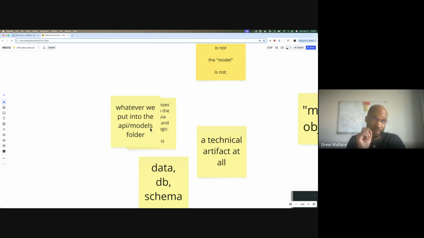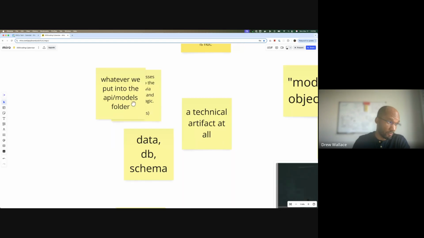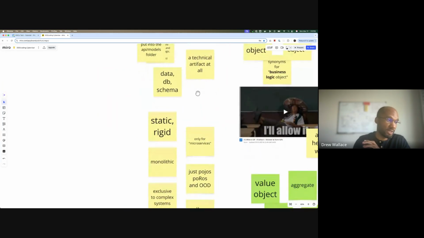You have to be really intentional about separating from the framework. So it's not a technical thing. The domain is not a technical thing. The model is not a technical thing. It's not the data, not the DB, it's not the schema. Domain or model, those words are distinctly different, right?